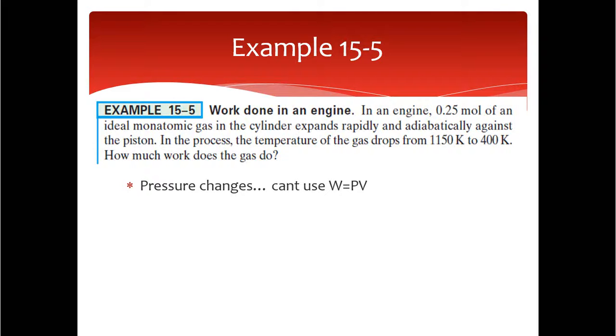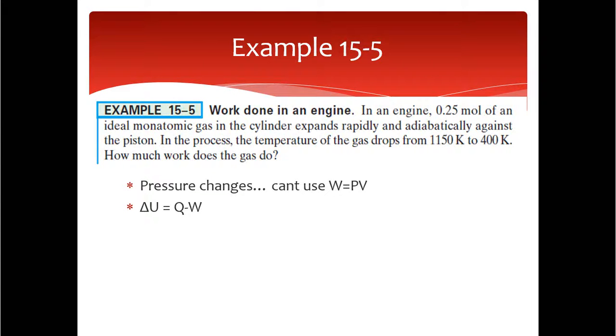So in this engine, 0.25 moles of an ideal monatomic gas in the cylinder expands rapidly and adiabatically against the piston. In this process, the temperature of the gas drops from 1150 degrees Kelvin to 400 degrees Kelvin. How much work does the gas do? Now, the pressure changes, so we can't use any kind of equation that deals with a constant pressure.